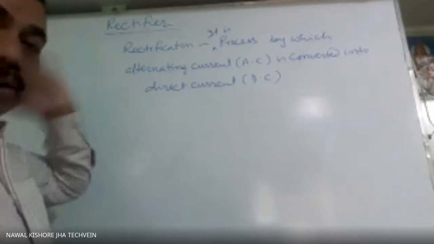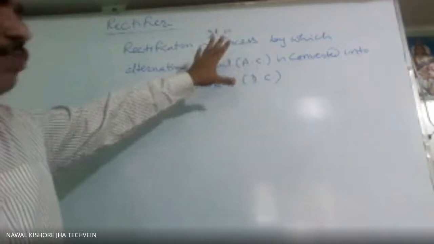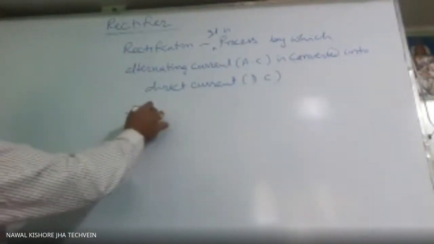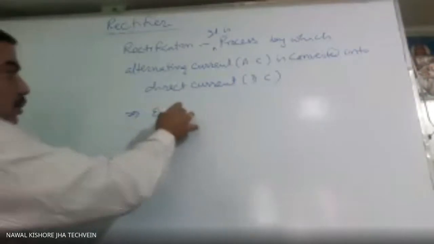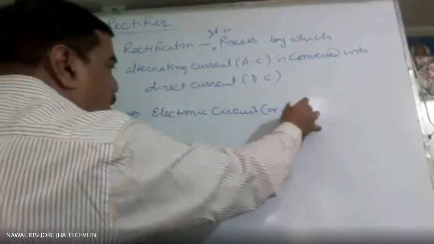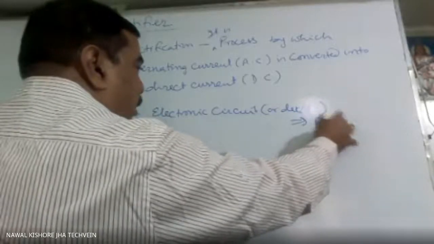And the device or the circuit which is doing this job, we call rectifier. So a rectifier is the electronic circuit or the device that changes AC into DC. That circuit or device we call rectifier.